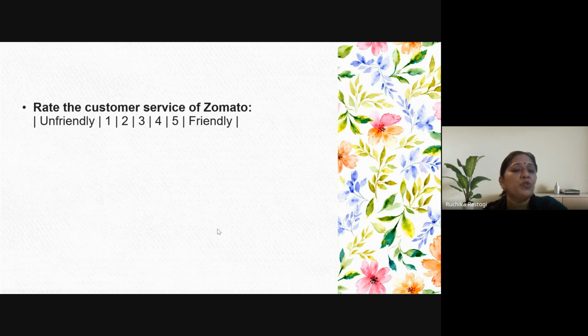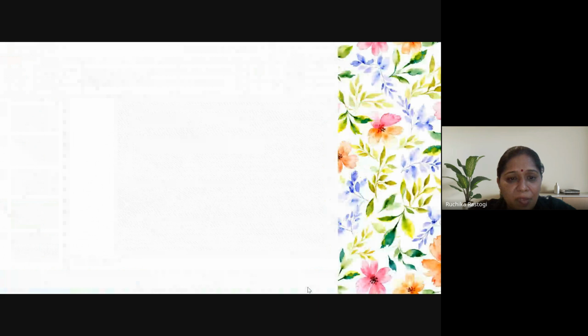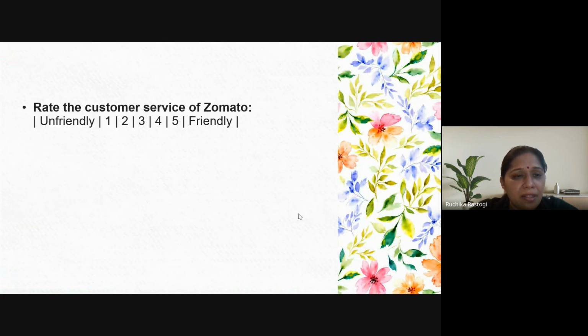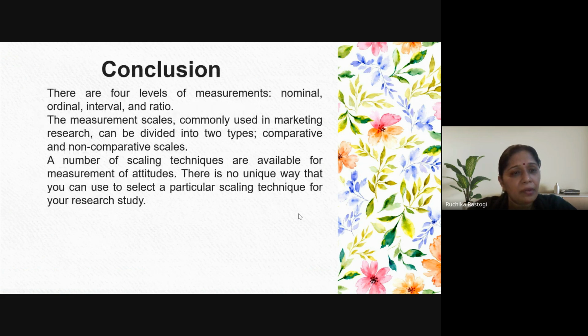Now, this is the next one. Rate the customer service of Zomato: unfriendly to friendly. What kind of scale is that? That is a semantic differential scale. Guys, this is your term. If you are unable to give the answer, there is some confusion in your mind. In a semantic differential scale, we give responses in a bipolar manner, friendly and unfriendly. One end was very positive, one was very negative. So that was a semantic differential scale.